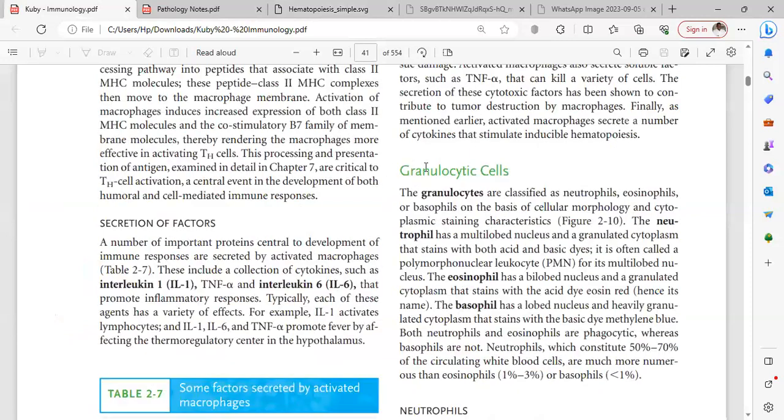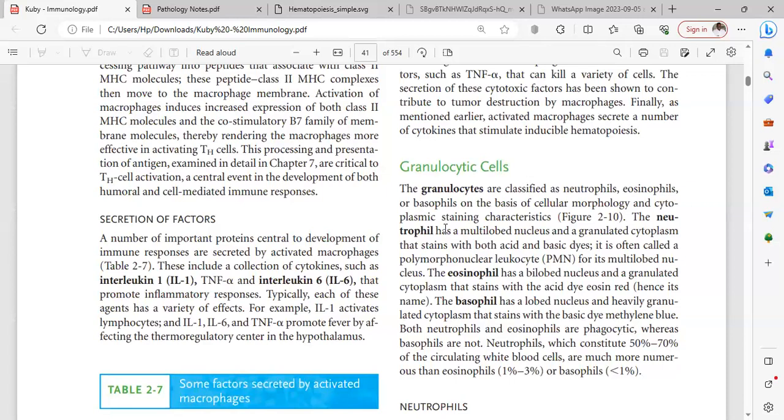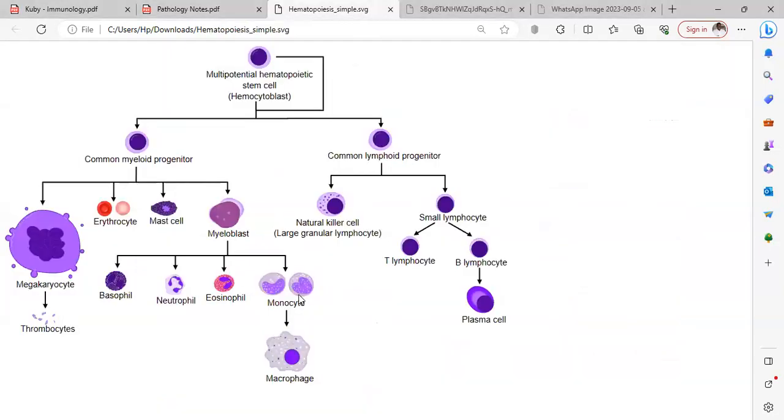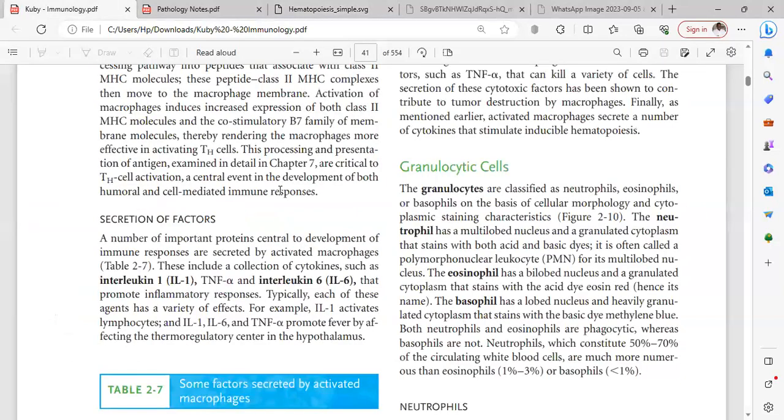So the reason why they're called granulocytic cells is because they have granules in the cytoplasm. Those small dots are the granules inside the neutrophil, eosinophil, and the basophil. So the reason why they're called granulocytic is because they have granules in them.